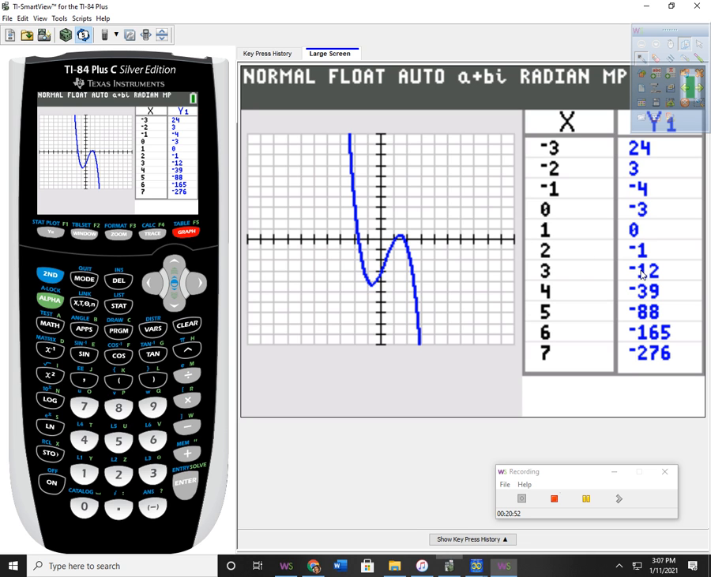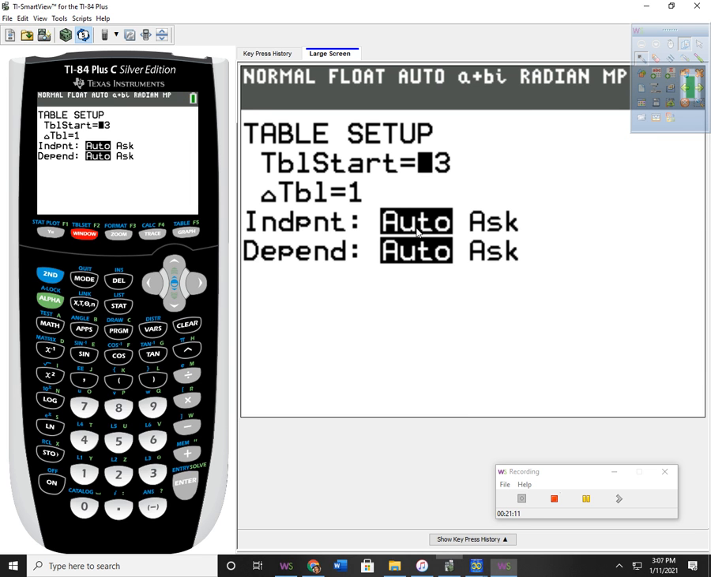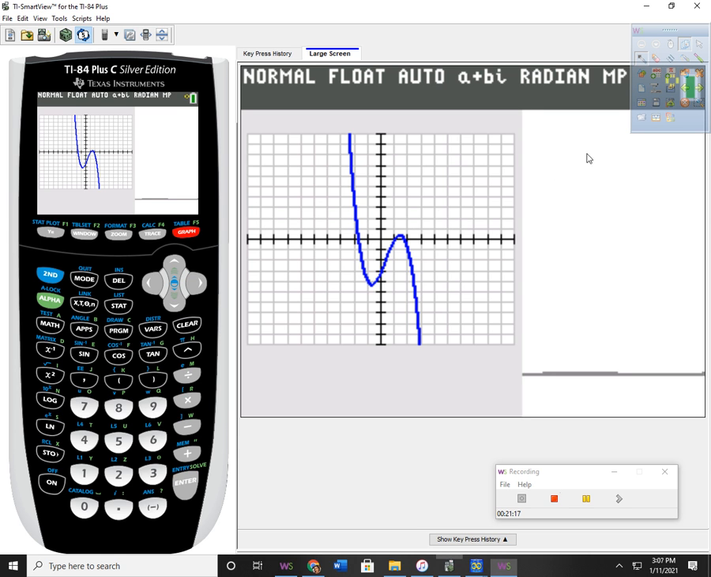All right, something else just to remind you is that right now my table is choosing its own values to plug in for x. I can't put anything of my own in. If I wanted to put my own x values in, I would have to go to the table setup menu, which is second window, and I would have to change that to ask, right? I don't want you to change it to ask, but if you change it to ask, then over here you won't have anything. I can pick my own numbers to plug in, okay?